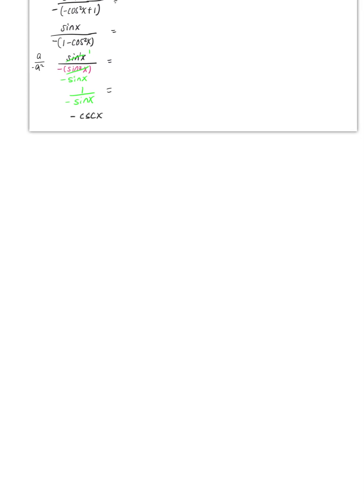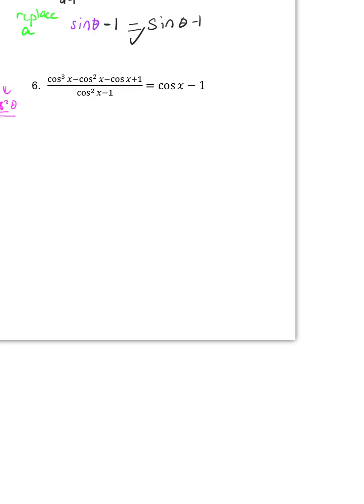Don't forget the negative, and it has to equal the other side exactly the same. You have to do all these steps. You cannot just say 1 over negative sine x equals negative cosecant x. You must go to this step, and these must be identical when you're done. Everything's the answer. Okay, last problem.